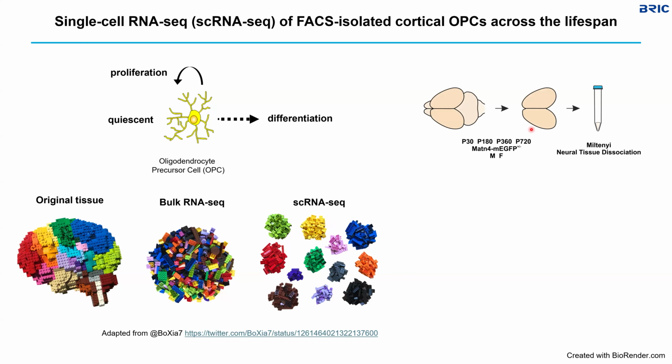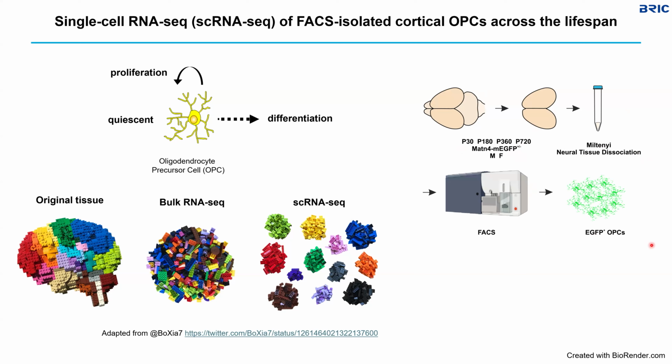Using the matrillin-4 MEGFP CRISPR knock-in mouse line that I just described, we took both males and females at P30, P180, P360, and P720 to get a broad understanding of how OPCs change across the whole lifespan of the mouse. We took their brains, isolated their cortices, and performed Miltenyi neural tissue dissociations to acquire a single cell suspension. We took those populations of cells and performed FACS isolation of GFP positive OPCs.